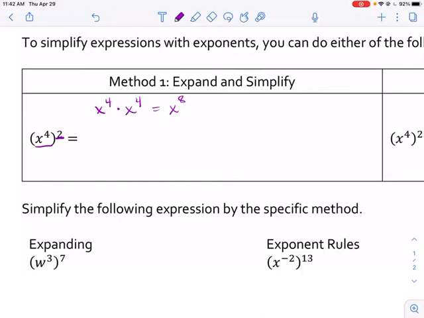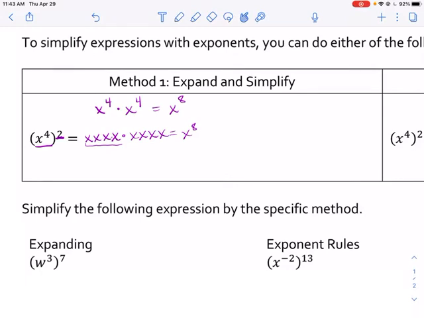Or if you're a little rusty on your product rule, you could actually write out 4 x's being multiplied together for that one, and then 4 x's being multiplied together for that one, and say, okay, how many times does x multiply by itself? 1, 2, 3, 4, 5, 6, 7, 8, and that's x to the 8th. However, that's going to get really tedious after a while. So I'd recommend that after a second, you notice that multiplying it will add it, and then move on with your life.